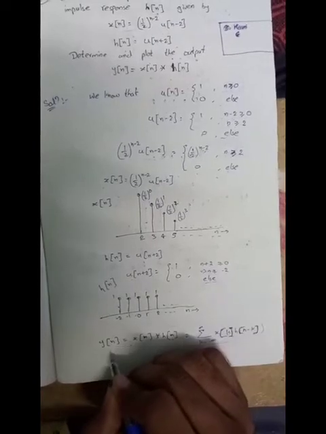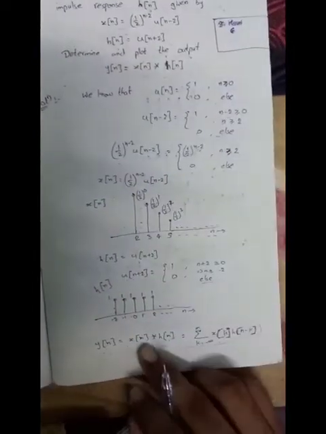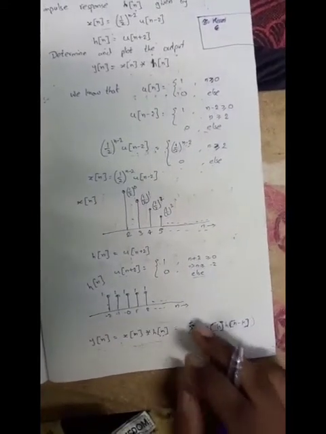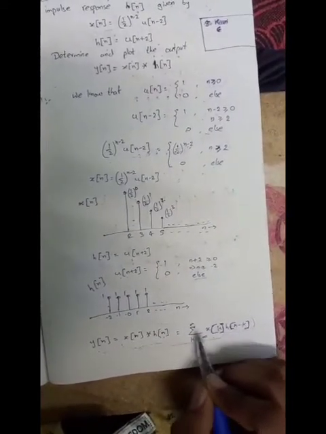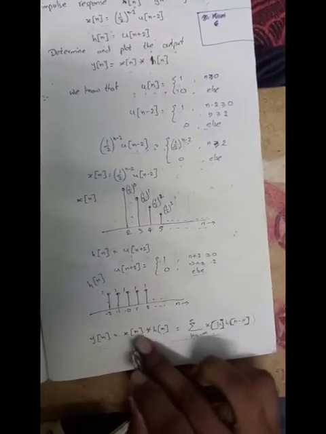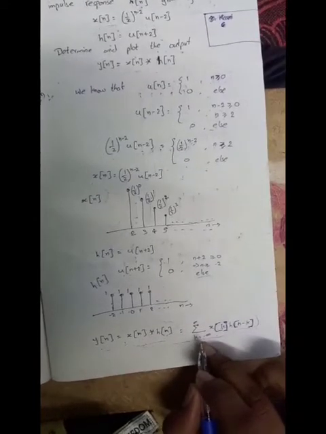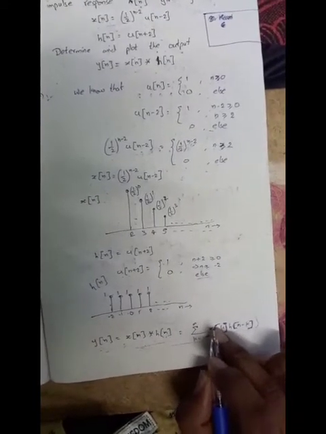We have to find y of n. Y of n is x of n convolution h of n, which is equal to the summation over k from minus infinity to infinity of x of k h of n minus k. This is the formula: x of n convolution h of n is equal to the summation over k from minus infinity to infinity of x of k h of n minus k.